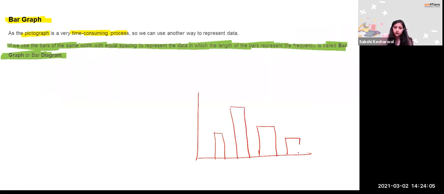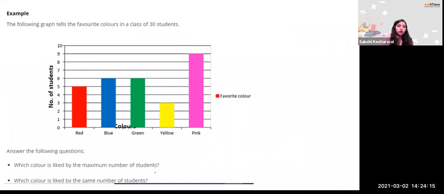I think making this is comparatively easy compared to a pictograph, right? It is a better version: instead of representing the data in the form of a pictograph, we use the form of a bar graph. So let's take an example over here. The following bar graph tells the favorite colors. Now you just see this over here. It is like the favorite colors of the students in the class.